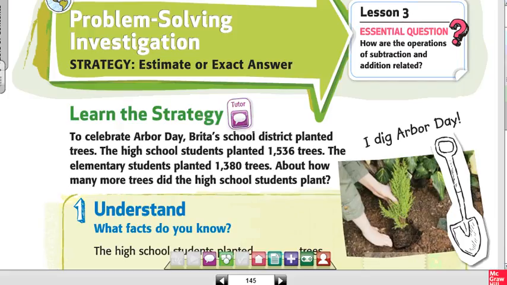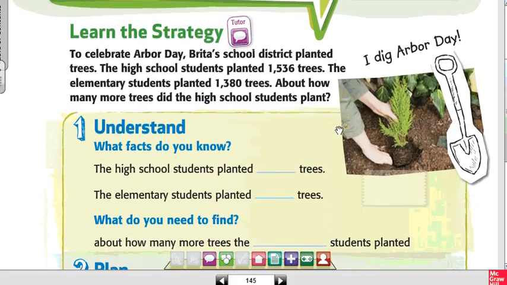Okay, chapter 3, lesson 3, it says problem solving investigation. Okay, learn the strategy. And so, for example, we need to estimate or find an exact answer. So look at the example that they have. It says, learn the strategy.